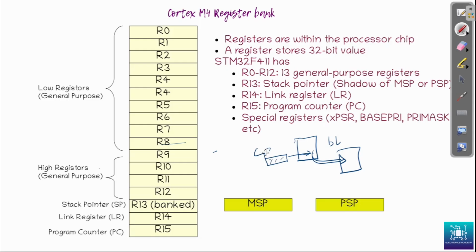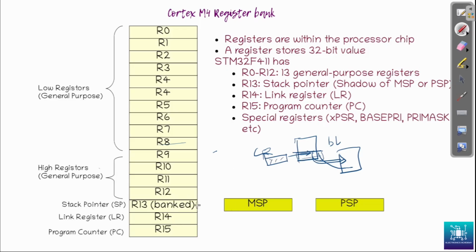So when you are coming back from this function to the main function, it loads that link register content back into the program counter so that the execution can continue from where it left off, or one instruction after where it left off.